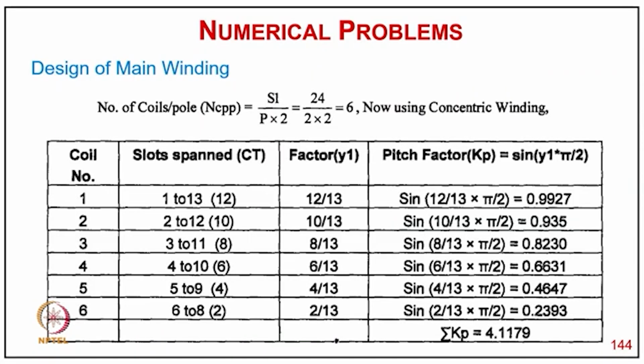Now coming to design of main winding. So number of coils per pole here is S1 upon P into 2, so putting value it comes 6, and using the concentrated winding, typically here for the different coils of 1 to 6, how really slot span and factor, and then how pitch factor is calculated here, and total pitch factor like.